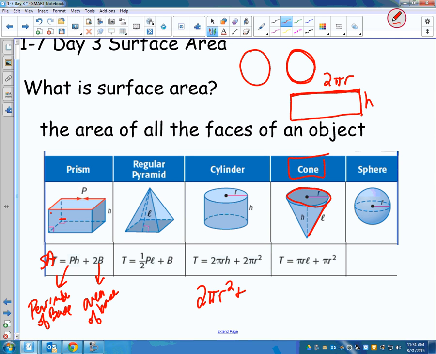Yes? We have to know the surface area for our test. Yes. Well, you have to know how to find them, whether you use these formulas or whether you just kind of think about it. Does that make sense? So if you don't want to think about it, then do we have to memorize those? Yes.